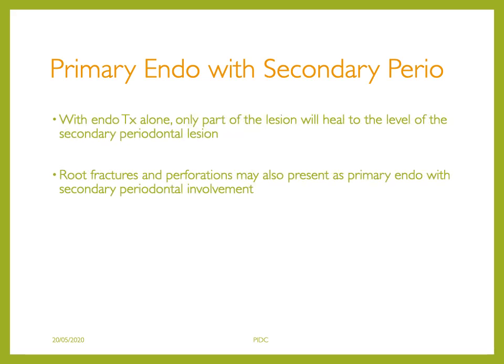With endo treatment alone, only part of the lesion will heal, to the level of the secondary periodontal lesion. Root fractures and perforations may also present as primary endo with secondary periodontal involvement. So, primary endo with secondary perio: if a primary lesion is left untreated, it may involve the periodontium and become secondarily infected. So a marginal periodontitis will occur and it causes periodontal breakdown.